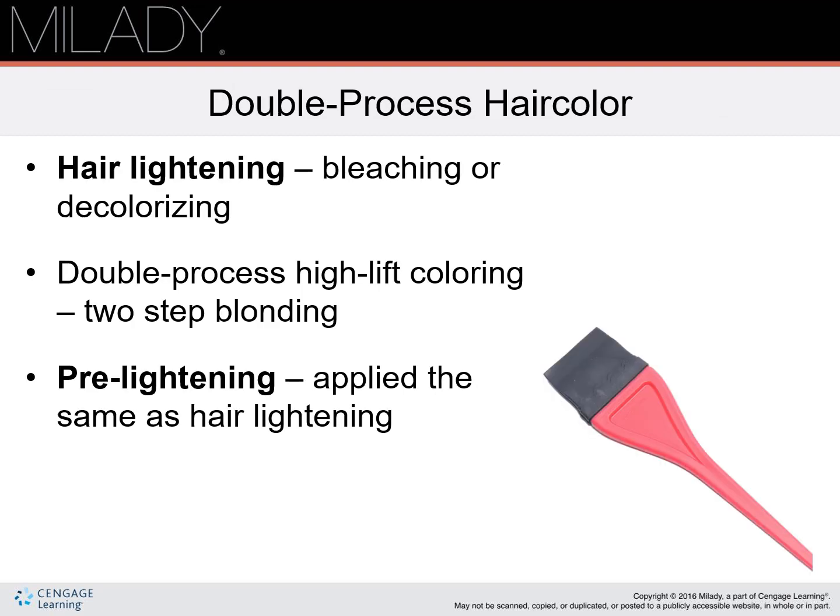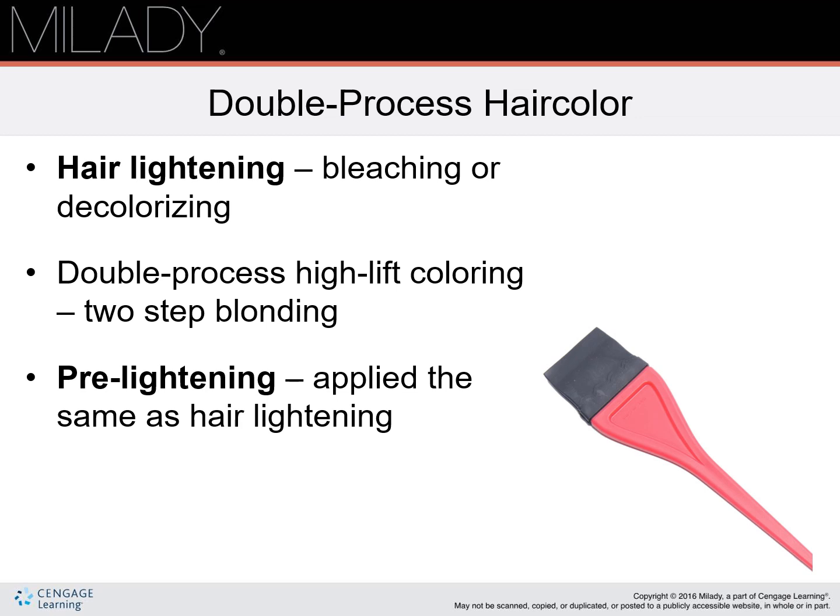So now let's talk about double process hair color to wrap up this part of the lecture. Hair lightening is also known as bleaching or decolorizing. That involves the diffusion of natural hair color and pigment or artificial hair color. So when we lighten, we're either lightening your natural hair color, where we are getting that underlying pigment, or we're taking out that artificial hair color and getting what's underneath that artificial pigment.